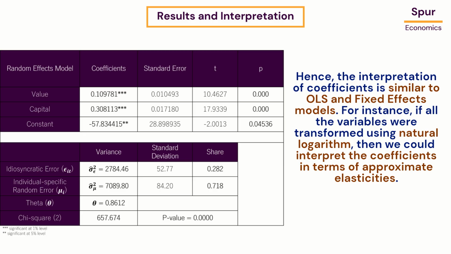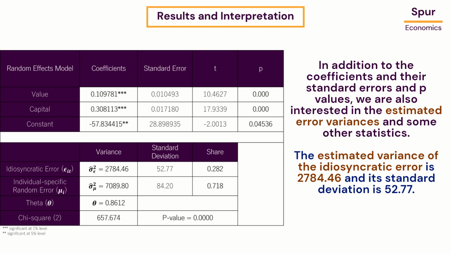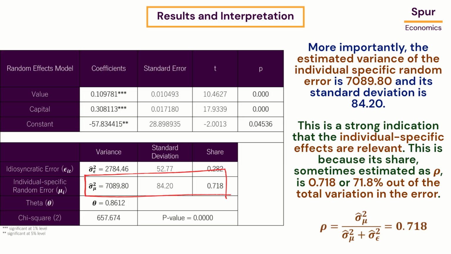For instance, if all the variables were transformed using natural logarithm, then we could interpret the coefficients in terms of approximate elasticities. In addition to the coefficients and their standard errors and p-values, we are also interested in the estimated error variances and some other statistics. The estimated variance of the idiosyncratic error is 2784.46 and its standard deviation is 52.77. More importantly, the estimated variance of the individual specific random error is 7089.80 and its standard deviation is 84.20.